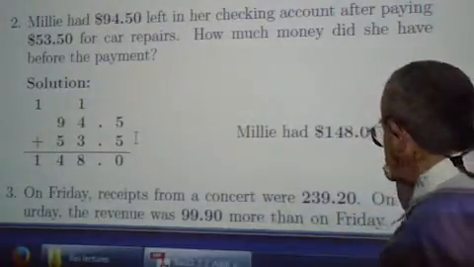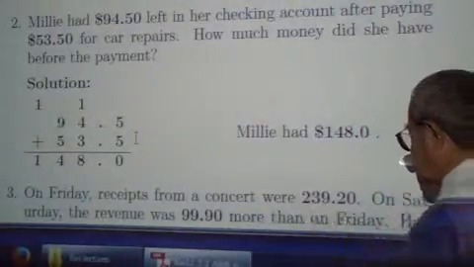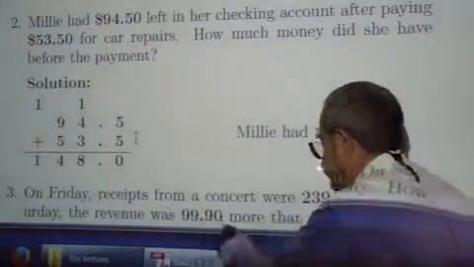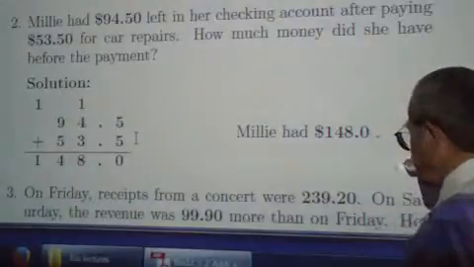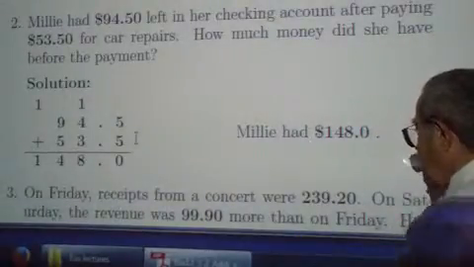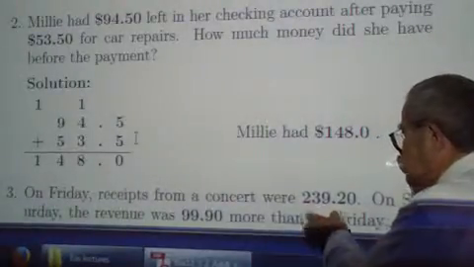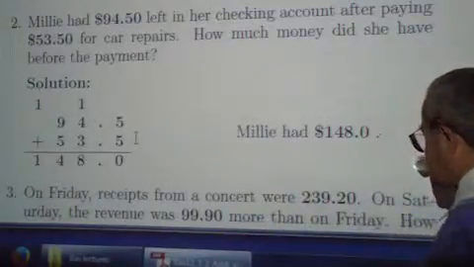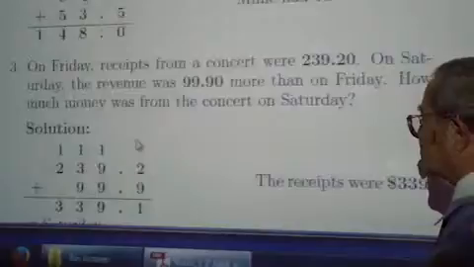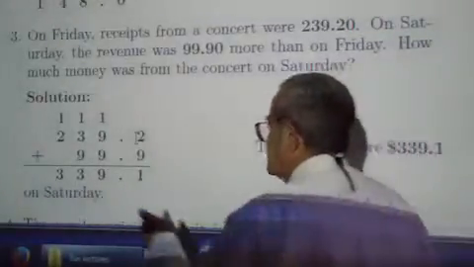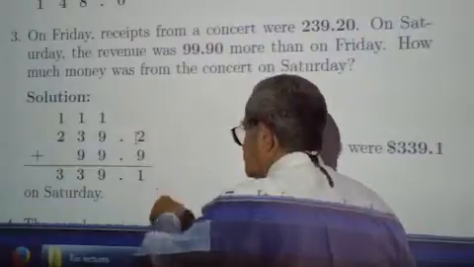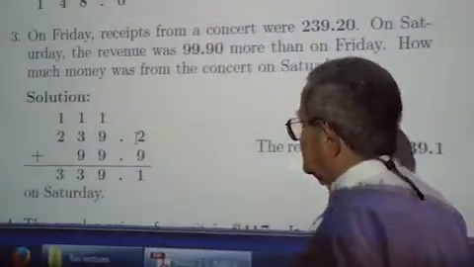On Friday, the receipt said the concert was $239.20. On Saturday, it was $99.90 more. So how much did they have on Saturday? Almost 100 more than that. The answer should be around 339, probably 10 cents. Let's see. Yeah, $339.10. No need for the zeros here, but when you say cents, you say 10 cents.